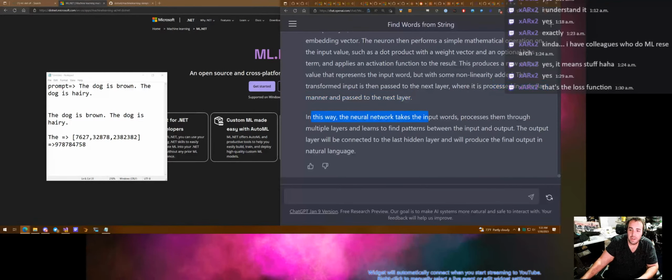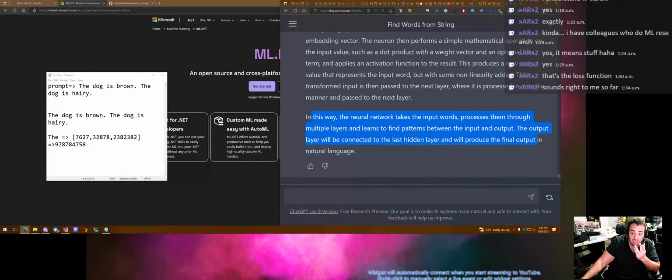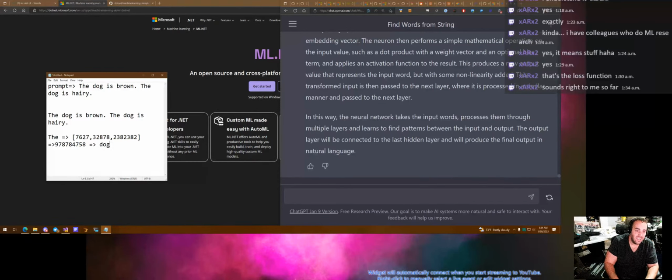In this way, the neural network takes the input words, processes them through multiple layers, and learns to find patterns between the input and output. The output layer will be connected to the last hidden layer and will produce the final output in a natural language. So then eventually, this gets turned into dog somehow, right?